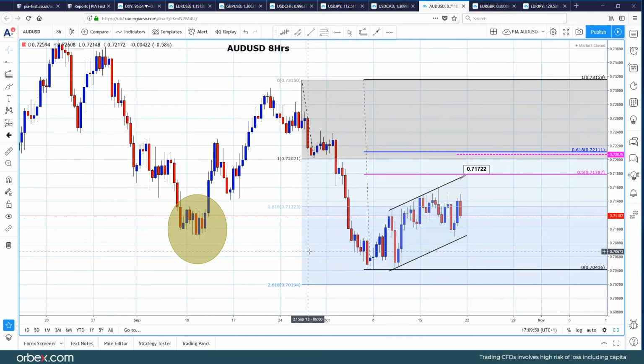71.72 is trendline resistance. 71.78 is a 50% pullback level. The reason I've highlighted this area here is because we've actually got a confluence area. 72.07 is our bespoke resistance, and then 72.11 is the 61.8% pullback level.